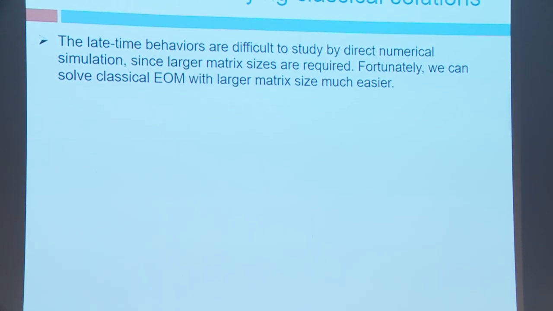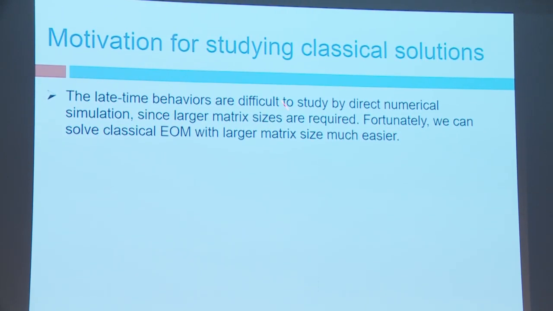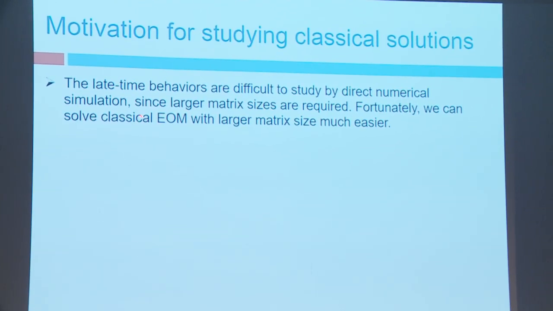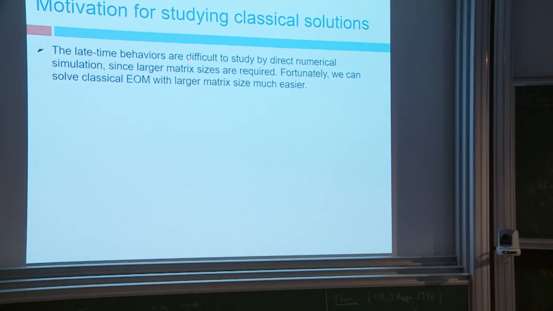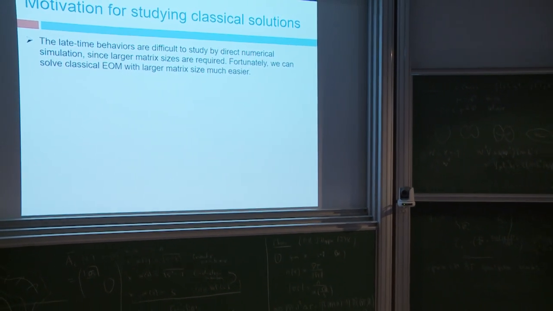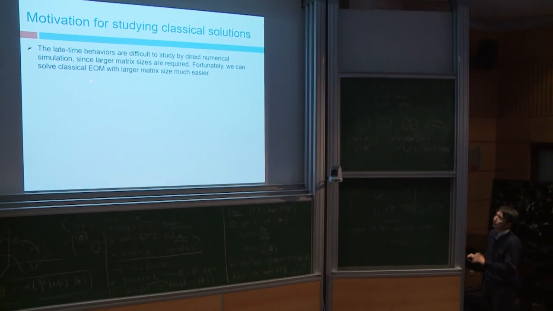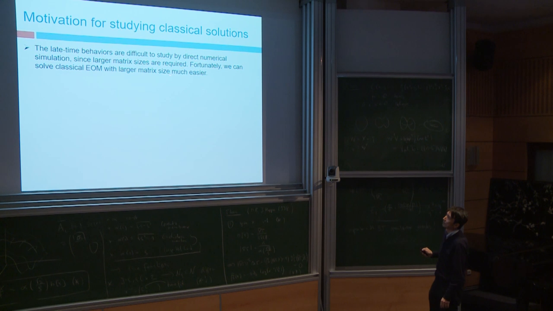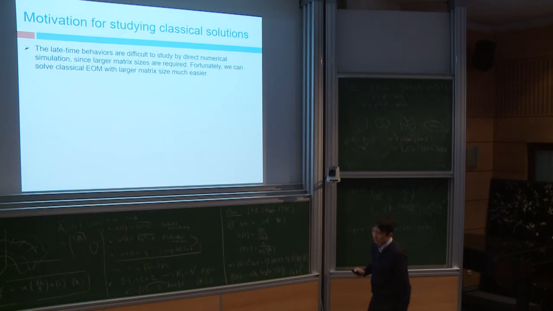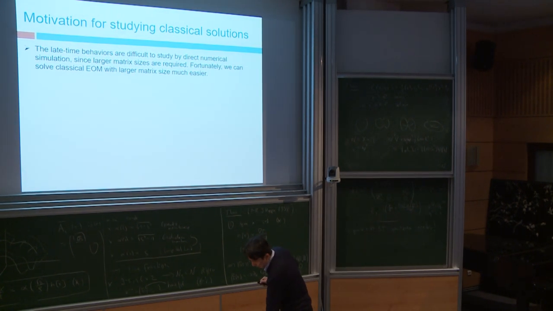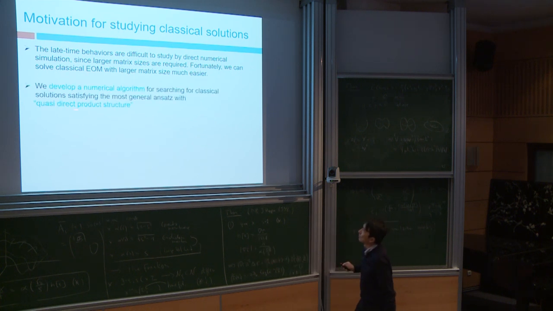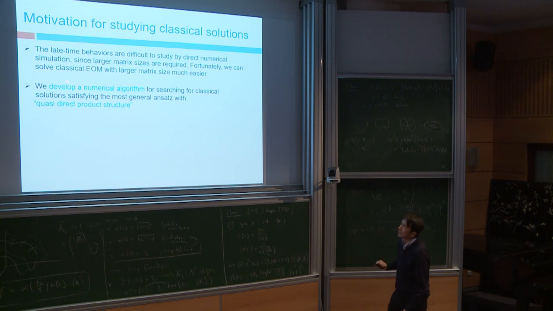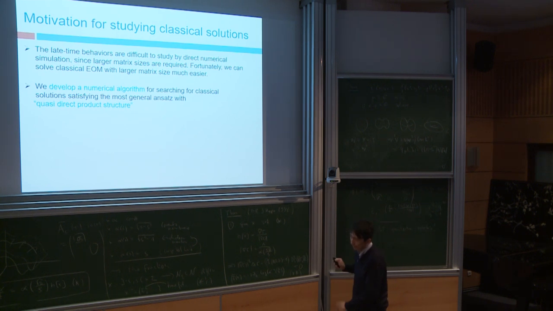Now, the late-time behavior is difficult to study by direct numerical simulation because larger matrix sizes are required. Fortunately, we can solve the classical equations of motion with larger matrix size much more easily than with the complex Langevin method. So we developed a numerical algorithm for searching for classical solutions satisfying the most general ansatz with quasi-direct product structure, which I will explain later.